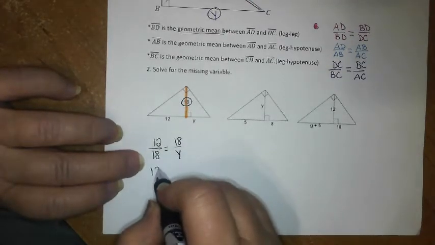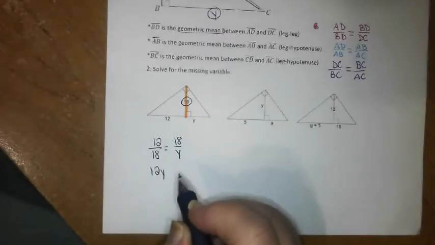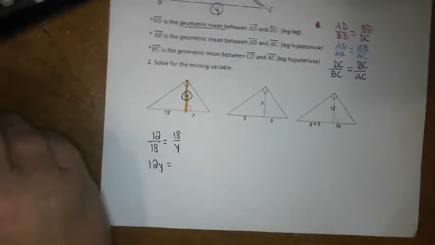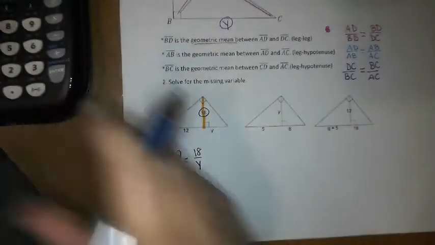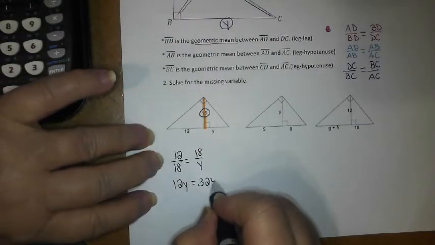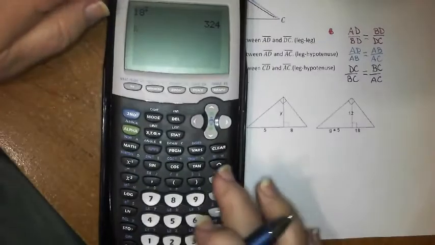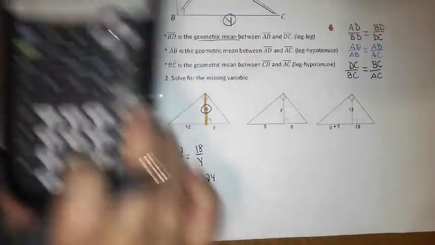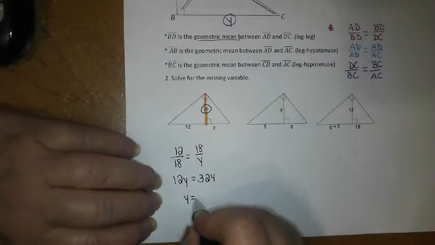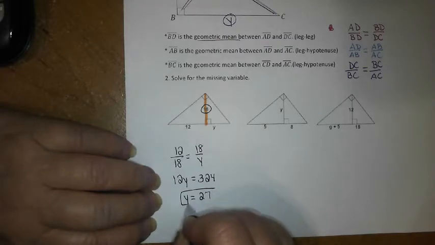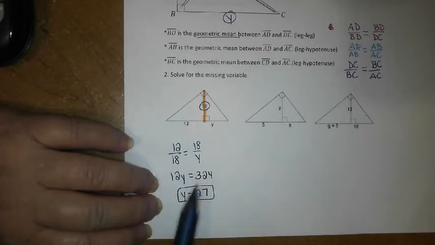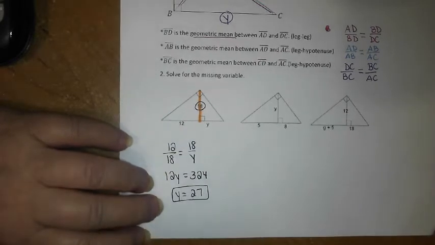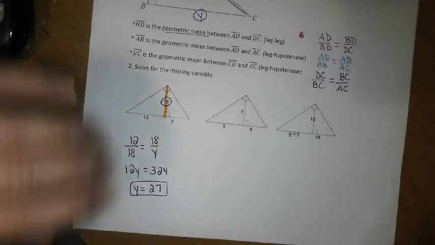And when I solve this, let's see, what's 18 times 18? Grab my calculator. 324. And then divide that by 12. My answer is y equals 27. So 18, it turns out, is the geometric mean between 12 and 27. That's our missing side. All right, let's do the next one.